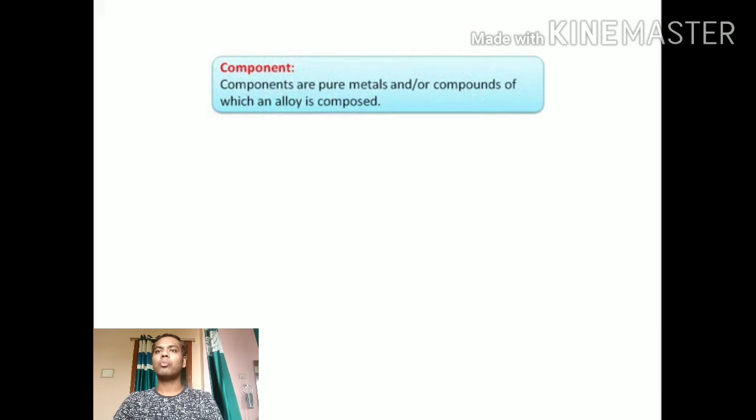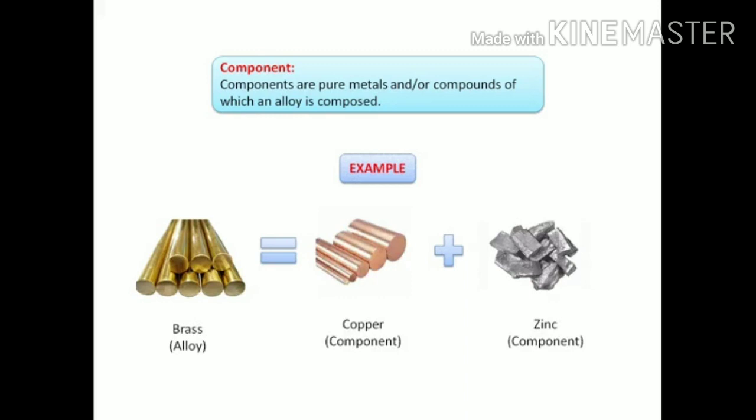Component. Components are pure metals or compounds of which an alloy is composed. For example, brass is an alloy. It is composed of copper and zinc. So copper and zinc are two components of brass alloy.